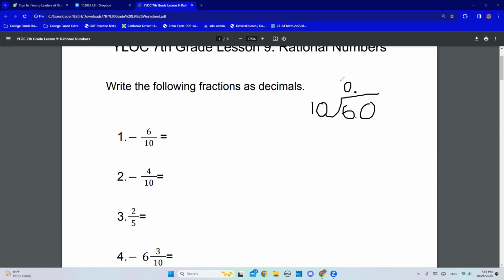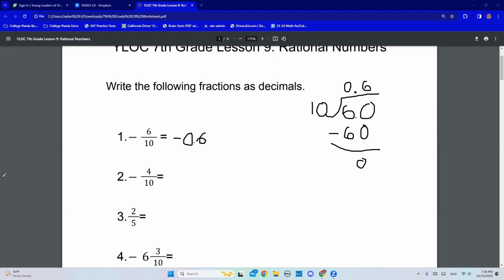So 0 point. And then how many times does 10 go into 60? Well, 10 goes into 60 6 times. So we just subtract 60 and we get 0. So then the answer would be negative 0.6.